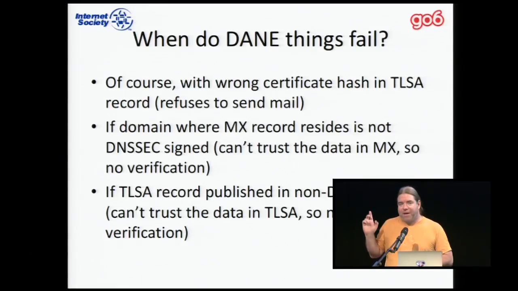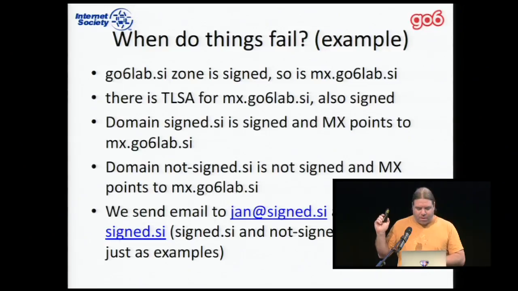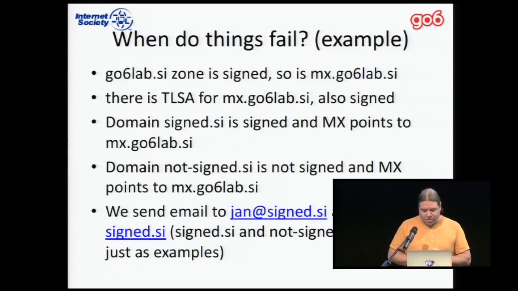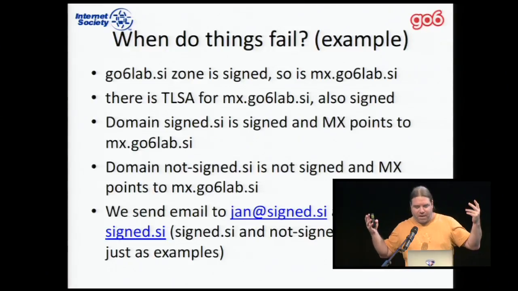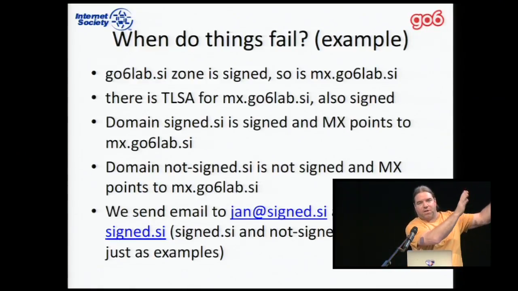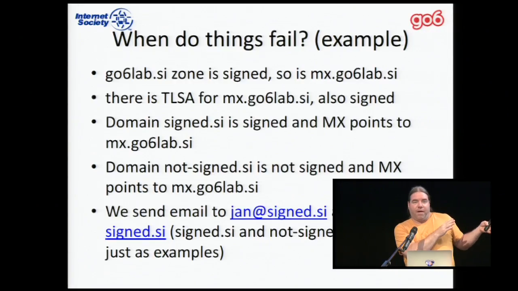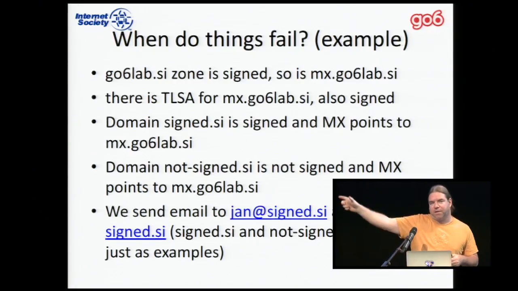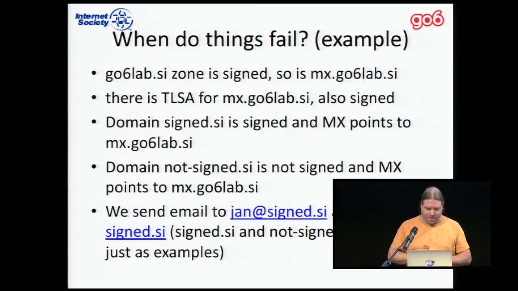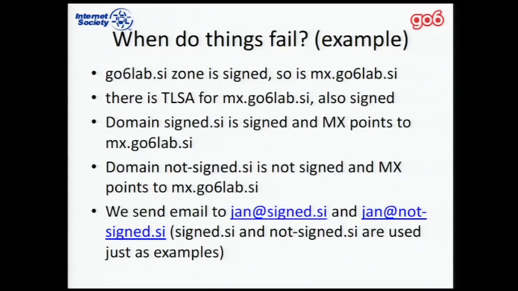Now it's getting a bit complicated here, so bear with me. Example: the Go6lab zone is signed, so it's mx.go6lab.si, right? It's obvious. So there is a TLSA for mx.go6lab.si, also signed, and the domain signed.si, just as an example, is signed, and its MX points to mx.go6lab.si. So both the domain of the client is signed and points to my signed mail server. The other case is the domain not-signed.si, which is not signed, and the MX is pointing to my signed A and quad A record of mx.go6lab.si. What happens if we send email to Jan at signed.si and Jan at not-signed.si? What do you think should happen?